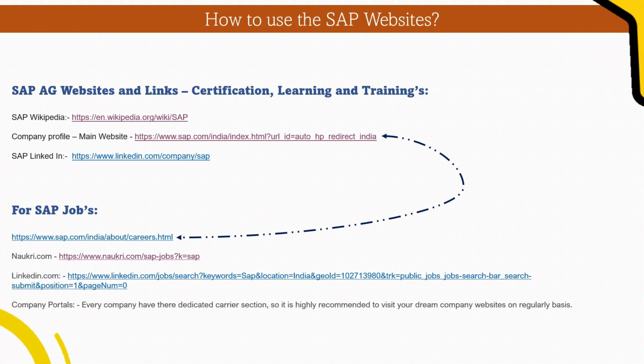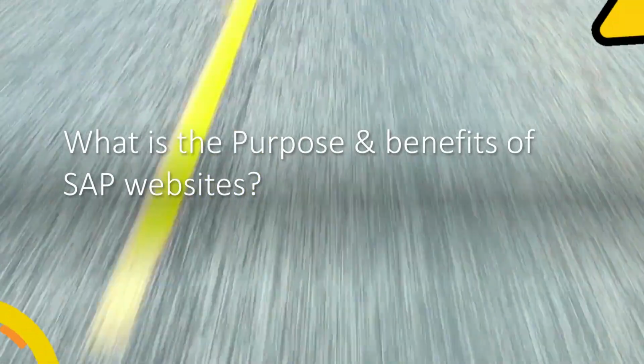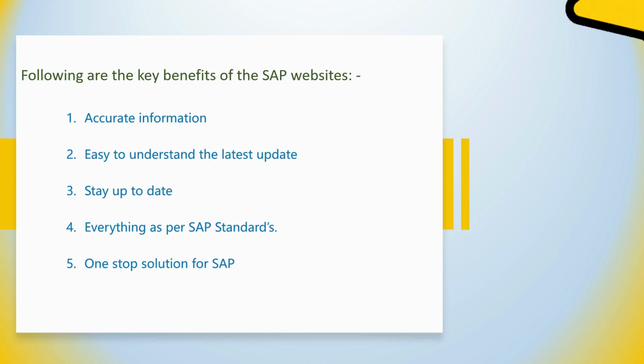This is my suggestion. Then the next slide is: what is the purpose and benefit of the SAP website. It is very easy to understand. If we use the SAP website, the information will be accurate because it comes directly from SAP itself. The second benefit is that we will have the latest updates. The third point is that if we are using the SAP website, then definitely we will be staying up to date. Hence, we will have the right kind of update at the right point of time.